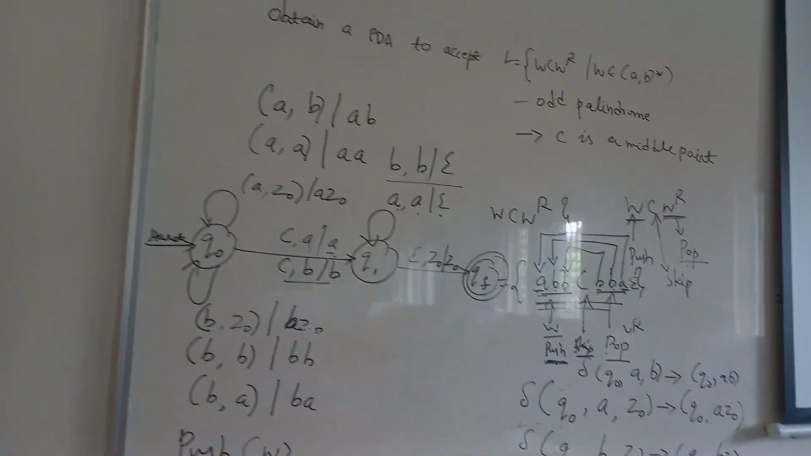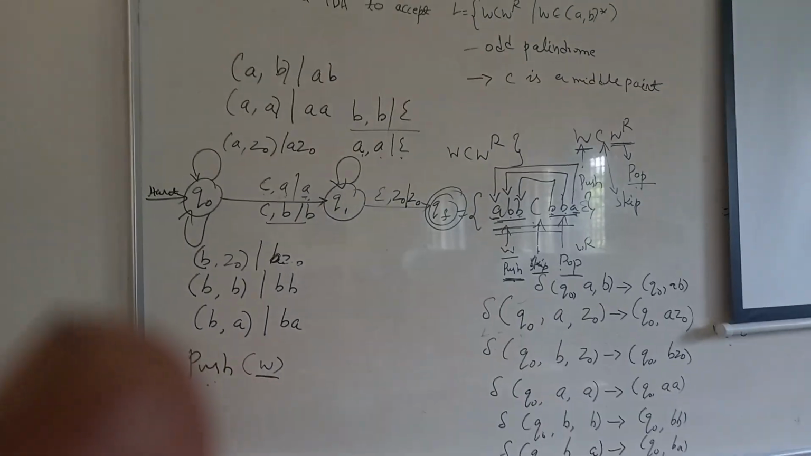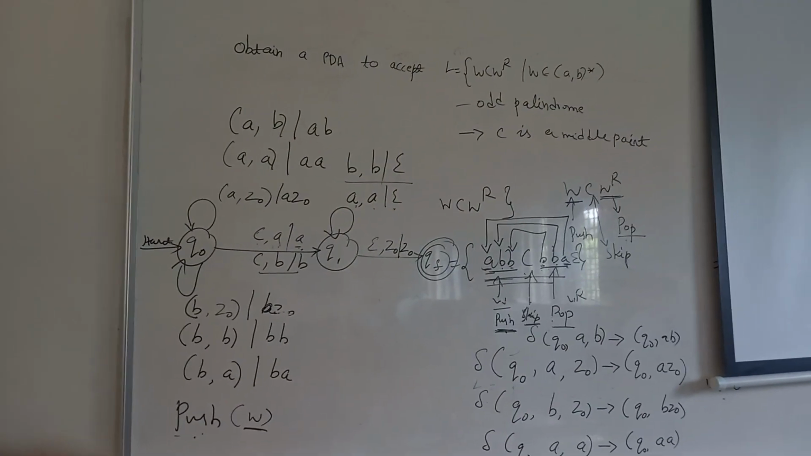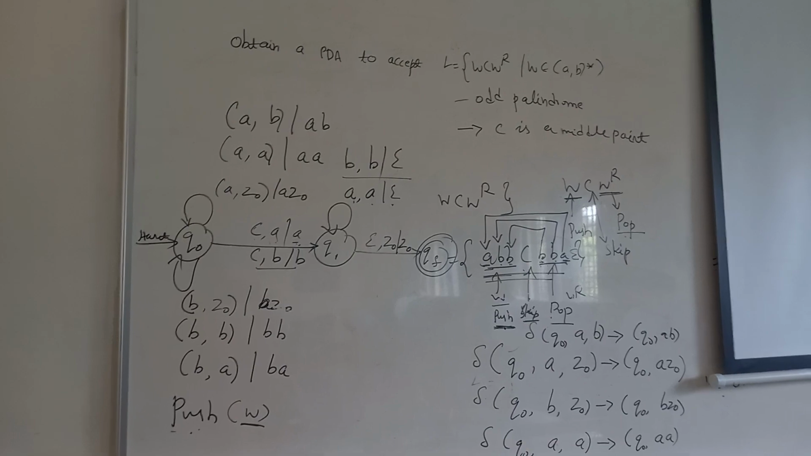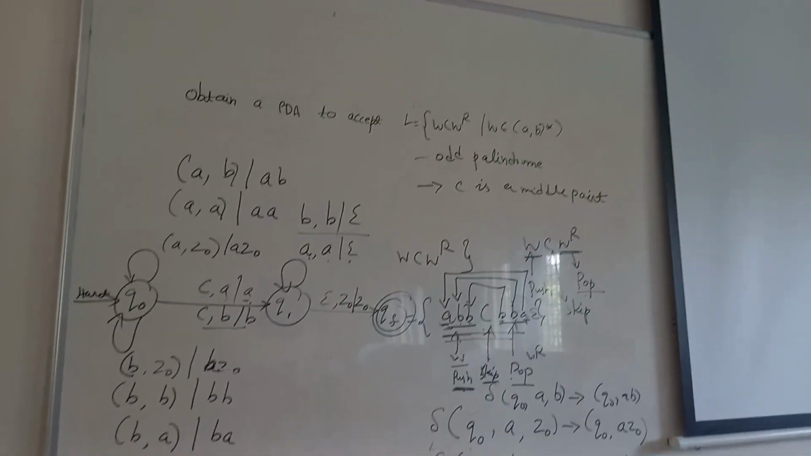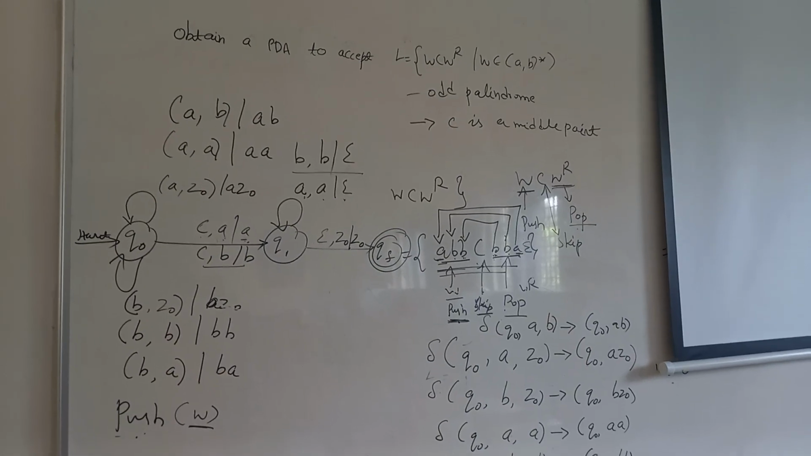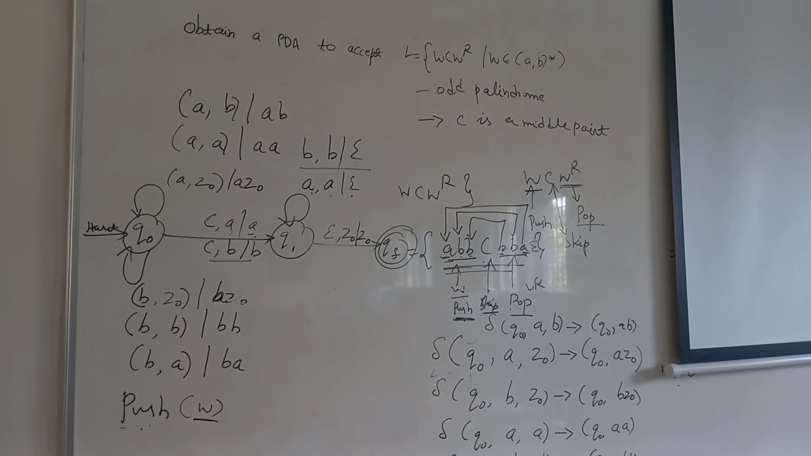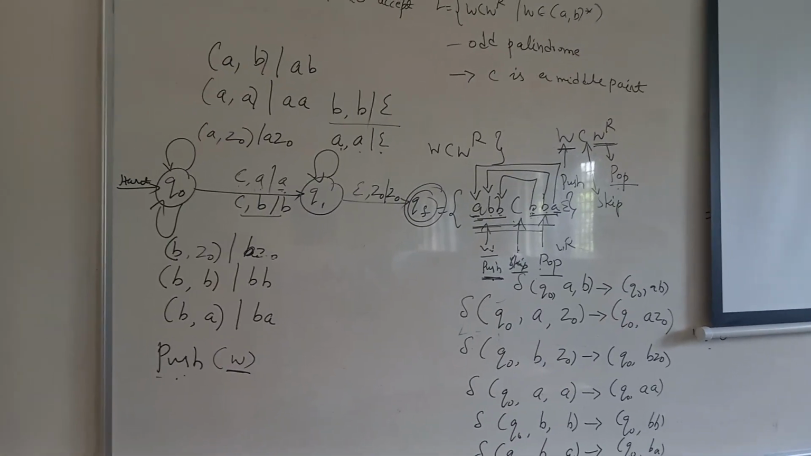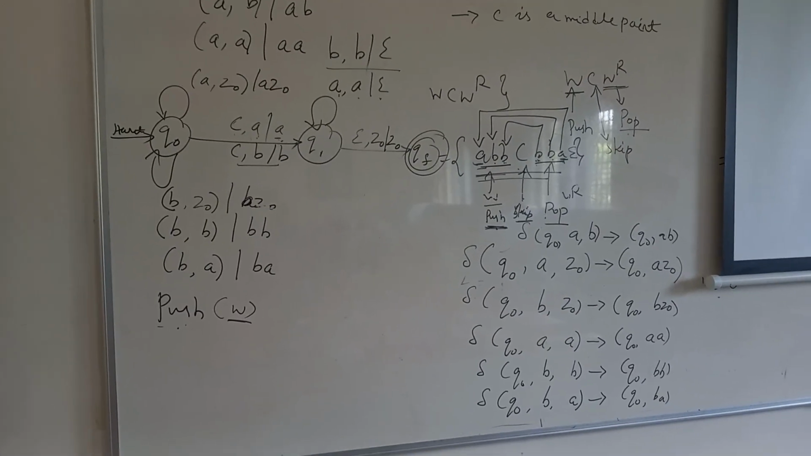So this is the pushdown automata for the language W C W to the power of R, where for W we perform the push operation and C is the middle point, and for W to the power of R we perform the pop operation. Thank you.